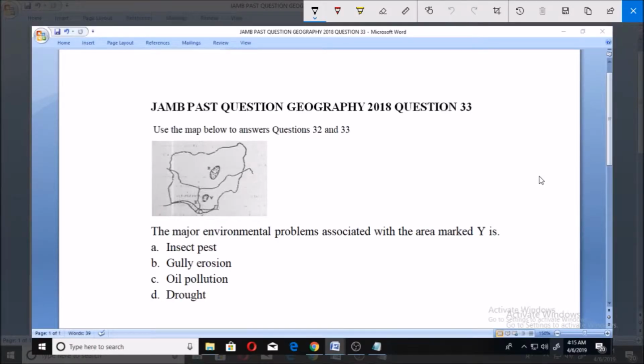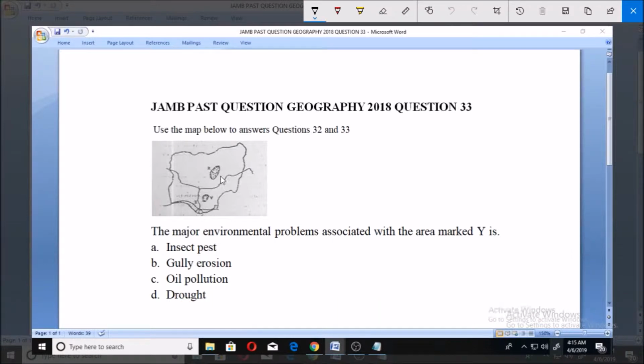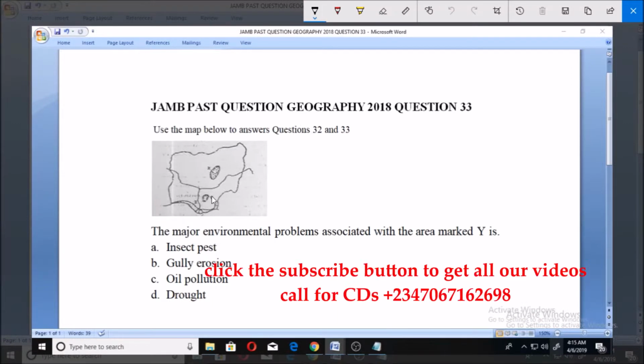Hello, welcome. Let's look at this JAMB past question, Geography 2018, question number 33. Use the map below to answer questions 32 and 33. This is the map of Nigeria with areas around the Jos Plateau region as X, areas around Anambra and Enugu as Y, and some other area as Z.